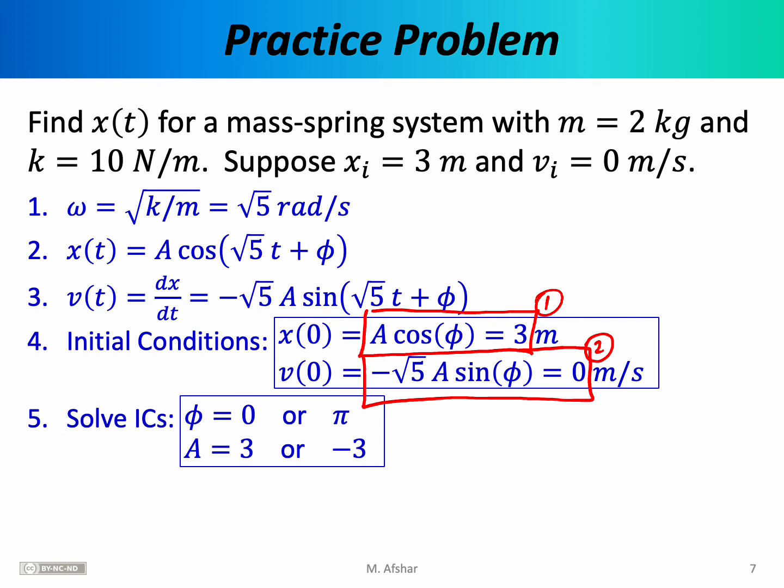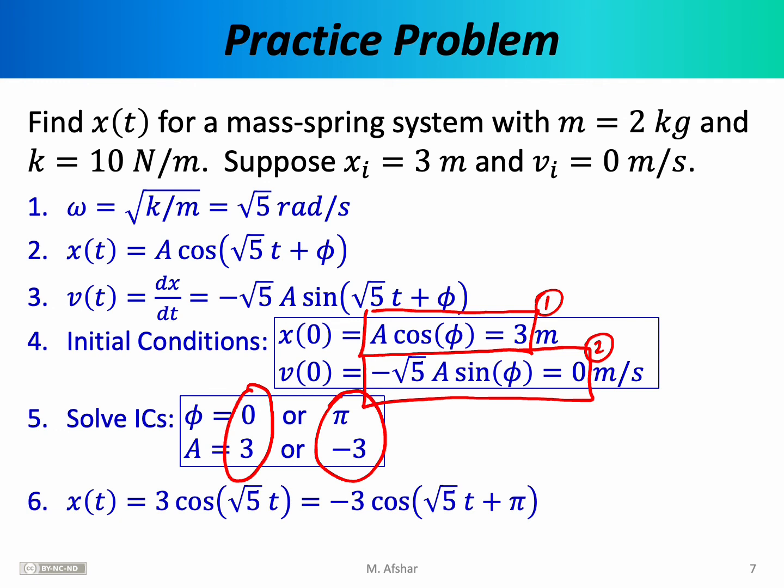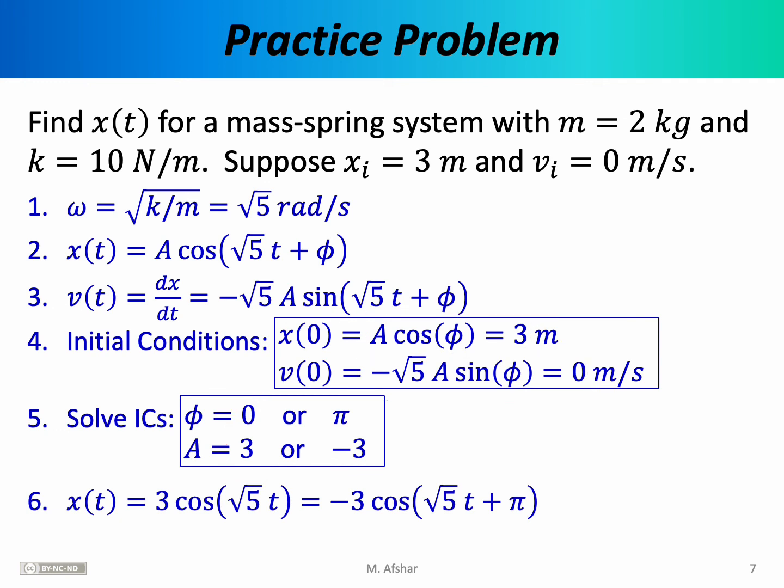On an exam, you could give me either one of these solutions. On an exam, if I ask you what are A and phi, you could either give me this pair here or this pair here. A little more precisely, what I'm telling you is that this problem has two solutions. One solution is simply that x of t is equal to 3 cosine of rad 5 times t, and the other solution is that x of t is equal to minus 3 times cosine of rad 5t plus pi.